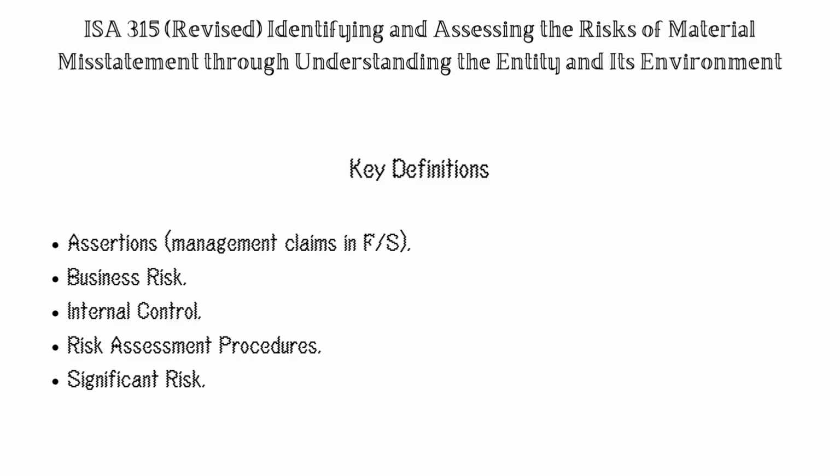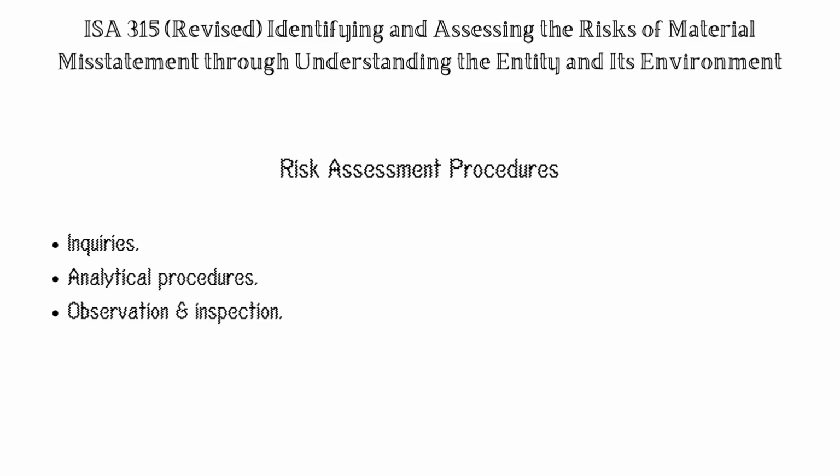Number four is risk assessment procedures. These are audit procedures performed to gather information about the entity, its environment, and internal control to identify risk of material misstatement, whether due to fraud or error. Number five is significant risk, a risk that, in the auditor's judgment, requires special audit attention. Examples include risk of fraud or highly complex transactions.